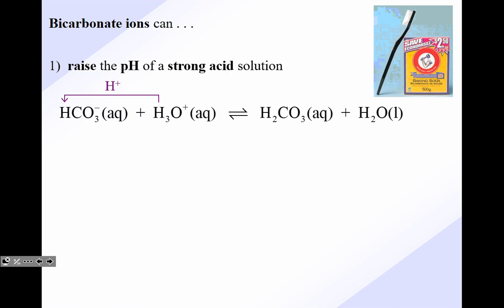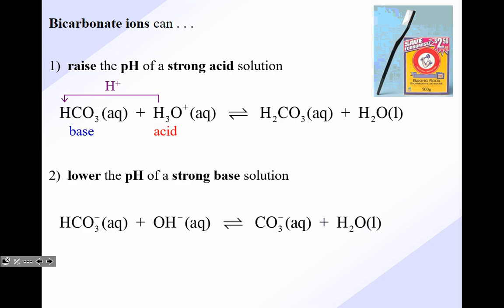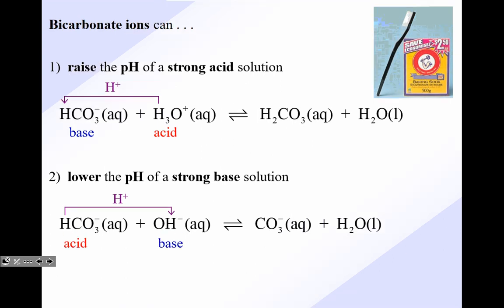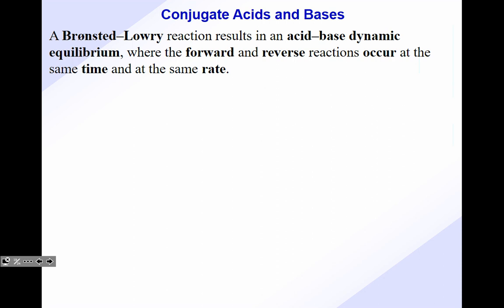Okay, bicarbonate ions can raise the pH of a strong acidic solution, and it could lower the pH of a strong basic solution. So basically, you use it to help neutralize strong acids, and you actually can use it to neutralize bases. Good stuff, right? And you can use it to cook with. So baking soda is awesome, and you can use it in your fridge to get rid of smells. It's like the best substance ever.